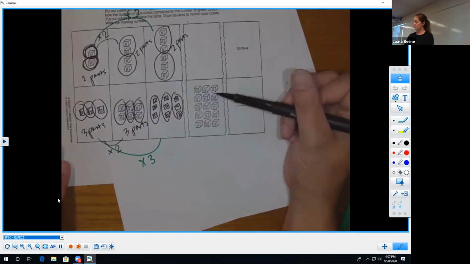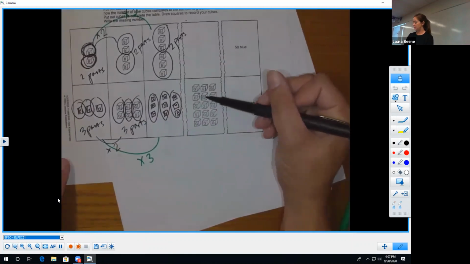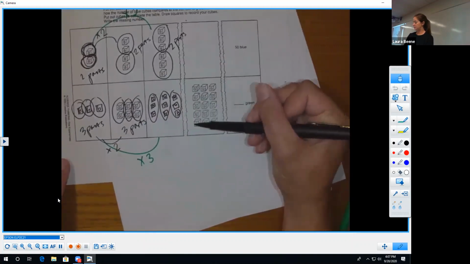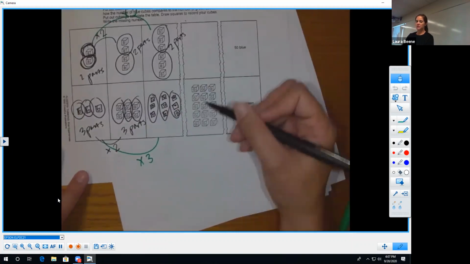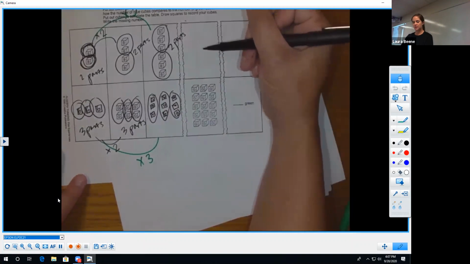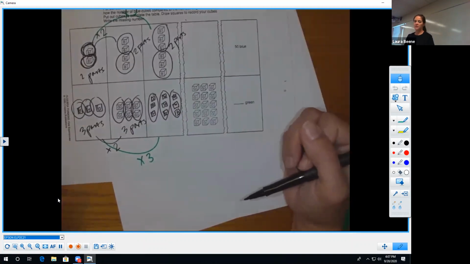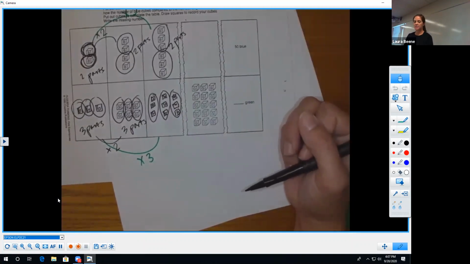Okay, here, there's 1, 2, 3, 4, 5, 6, 7, 8, 9, 10, 11, 12, 13, 14. There's 15 green blocks here. How many blue blocks would we need? So I want you to pause the video for a second and see if you can figure out how many blue blocks you would need.